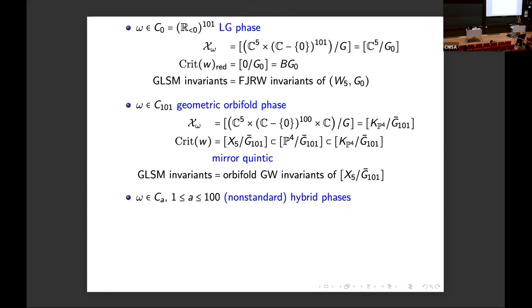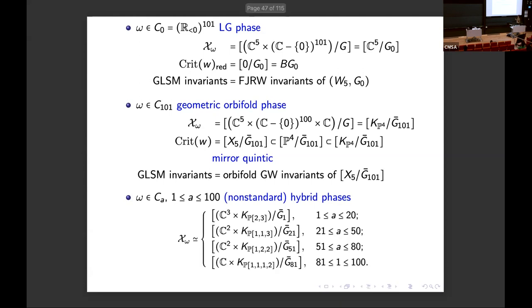So we have this Landau-Ginzburg phase. At least next to it, there are 101 chambers. So how about the other 100? If we just cross one wall, the critical locus will be singular, and there are many other phases.